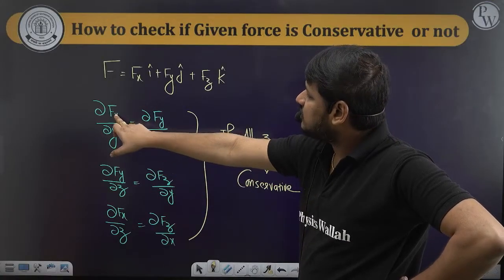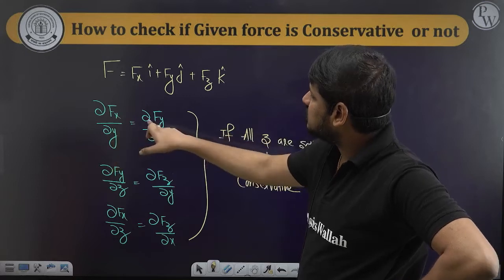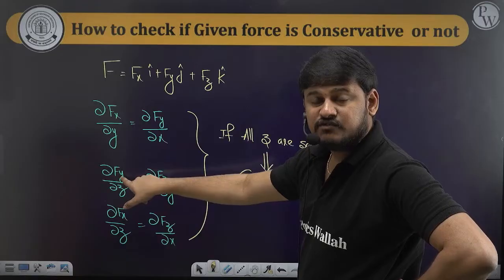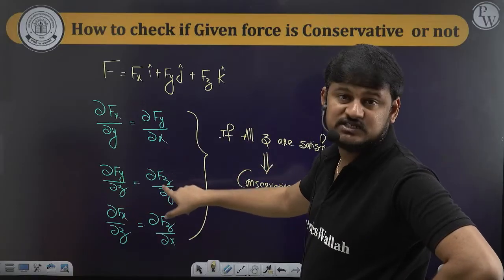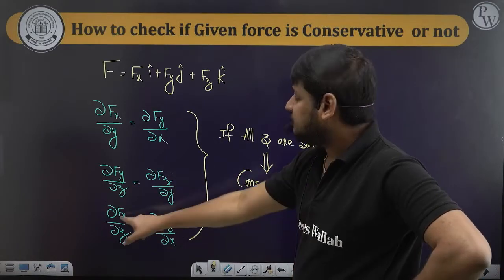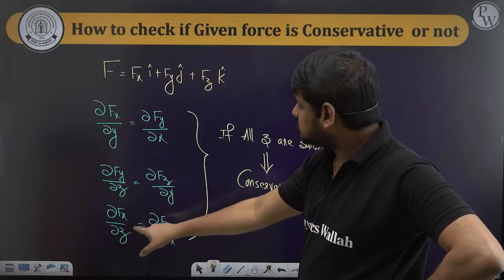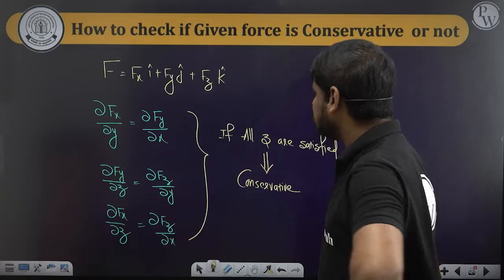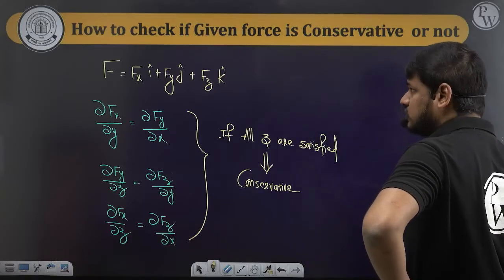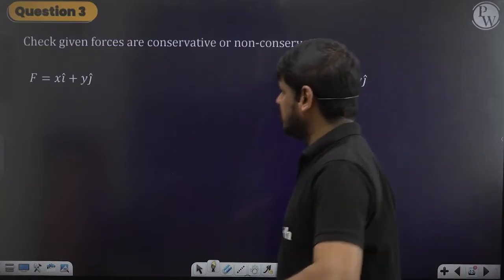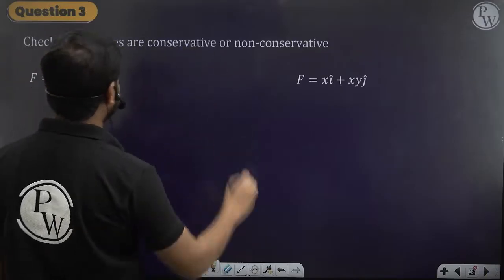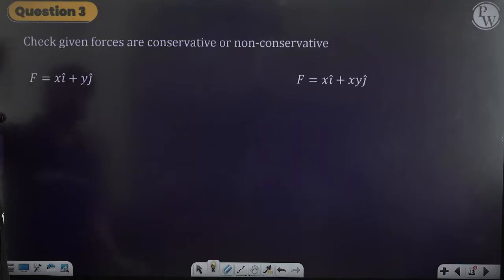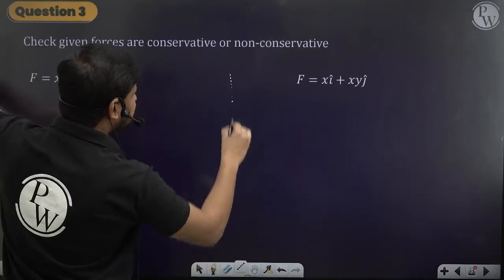Differentiation of fx with respect to y is equal to differentiation of fy with respect to x. So remember it that way. And differentiation of fy with respect to z is equal to differentiation of fz with respect to y. Differentiation of fx with respect to z is equal to differentiation of fz with respect to x. That's it. Okay, chalo. I'll tell the examples so that you'll understand better. Check whether the given forces are conservative or non-conservative. So this is a force given. How do we check if this is conservative or not?